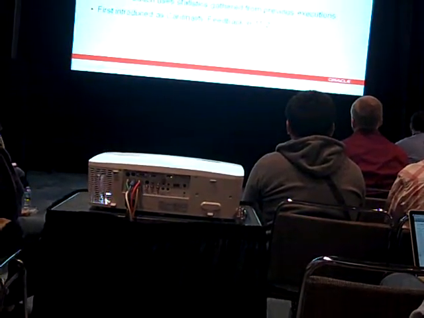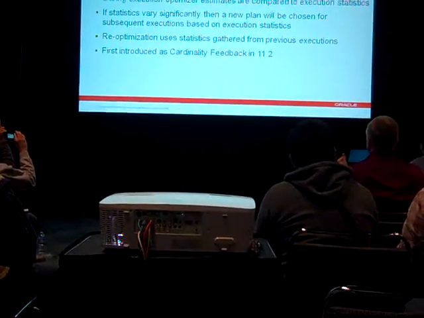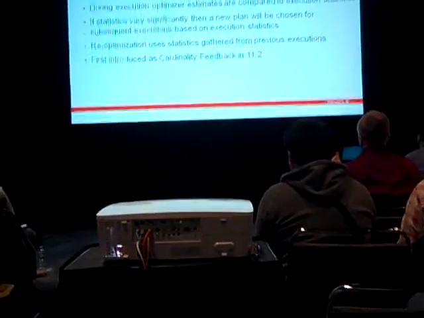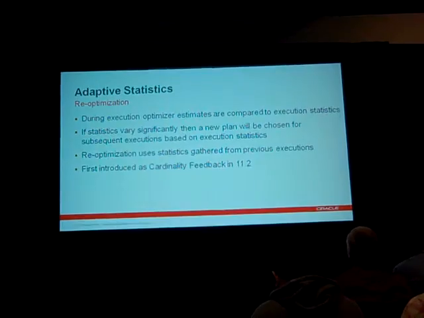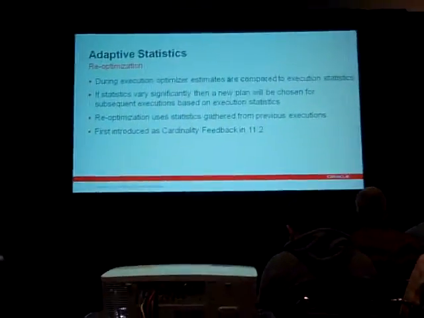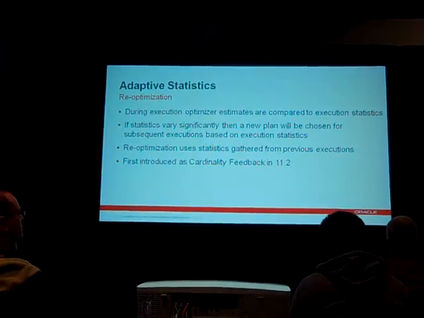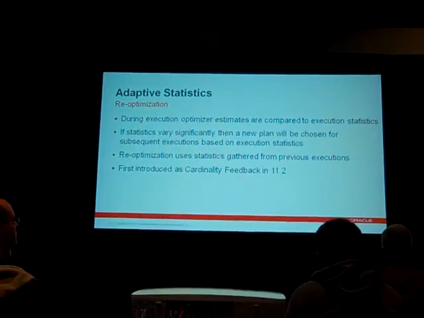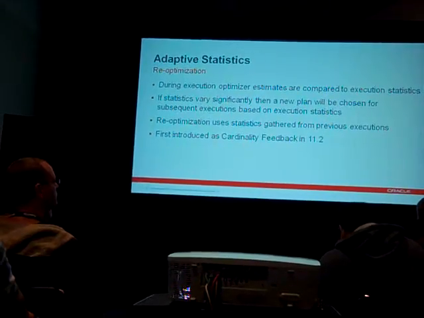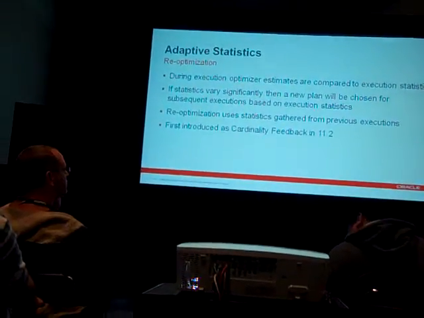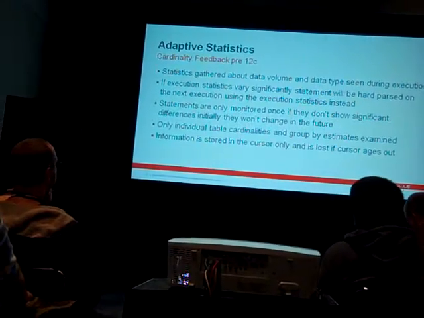And this may sound familiar to some folks because this next part of adaptive statistics, re-optimization as we're calling it, is based on cardinality feedback, which was introduced in 11gR2. What it's going to allow us to do is compare the estimates that the optimizer comes up with during the plan creation to the actual number of rows returned by each of the operations in the execution plan. If those numbers vary drastically, we're going to be able to re-optimize on the next execution using the information we learned during the first execution and come up with a better plan. So let's talk about how that works.